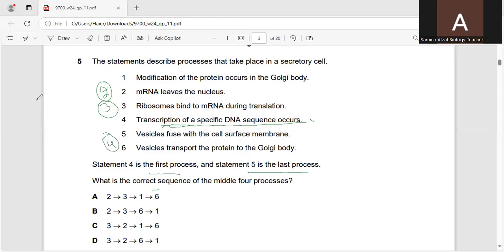And then the fifth statement, which is left behind, is the modification of the protein occurs in the Golgi body. It is the function of the Golgi bodies to modify the protein which is present in them. So this is the fifth statement. This is the first statement and this is the sixth statement. So according to this, A is not the correct option, C is also not a correct option, D is also not, only B is the correct option. So the answer of the fifth question is B.